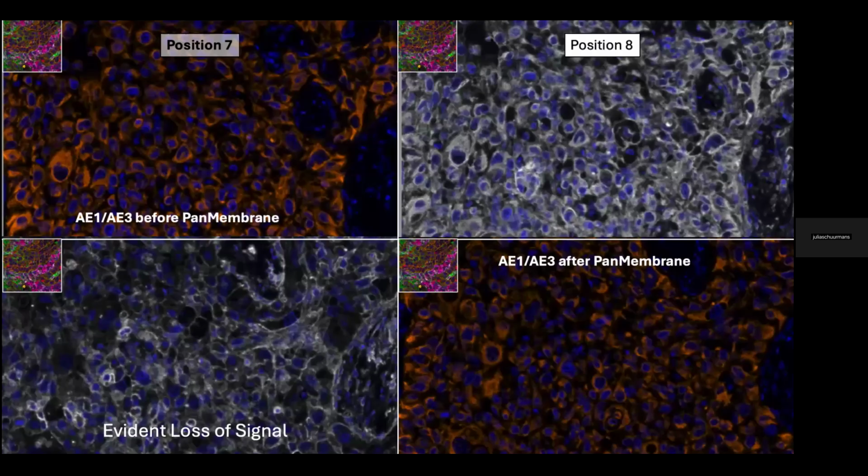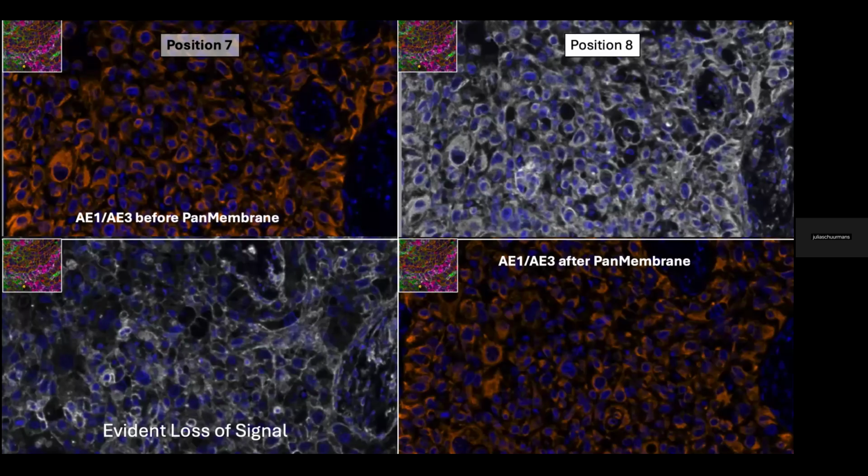And what I found was not ideal. So if we look at these images one by one, what you're looking at over here is what's happening in position 7. Everything in orange is the pan-cytokeratin, and everything in white is my PanMembrane stain. When the PanMembrane stain is in position 8, we see that there is overlapping signal between AE1, AE3, and PanMembrane, as expected. When the PanMembrane is in position 7, however, we lose a lot of signal, but we're able to maintain the AE1, AE3 when it's in position 8 instead of position 7. That's a good thing. It means we can move AE1, AE3 around.